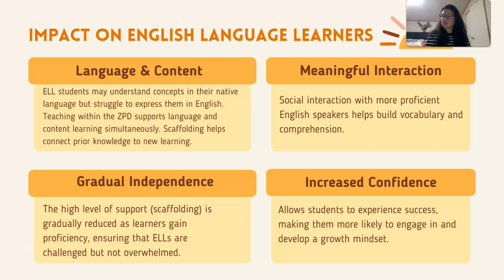Meaningful interaction. The social interaction with more proficient English speakers helps build vocabulary and comprehension. Gradual independence, so you're going to start with a higher level of support that's gradually reduced as your learners gain proficiency. And this ensures that your English language learners are challenged but not overwhelmed.